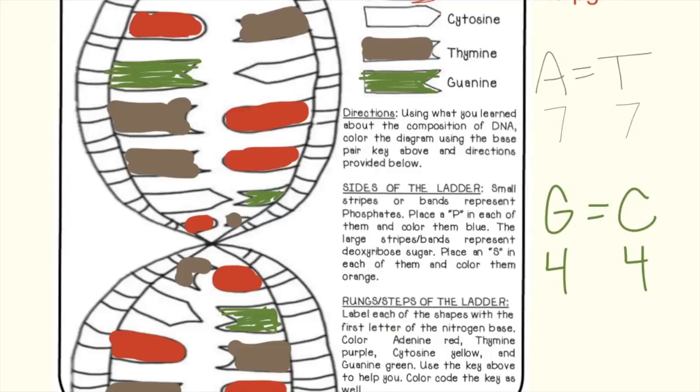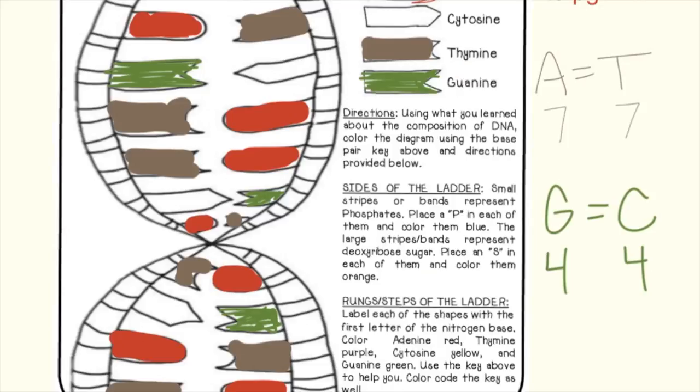Alright, let's just read through the sheet. We probably should have done that first. Directions: using what you learned about the composition of DNA, color the diagram using the base pair key above and directions provided below. Sides of the ladder. Small strips or bands represent phosphates. Place P in each of them and color them blue. The large strips or bands represent deoxyribose sugar. Place an S in each of them and color them orange.